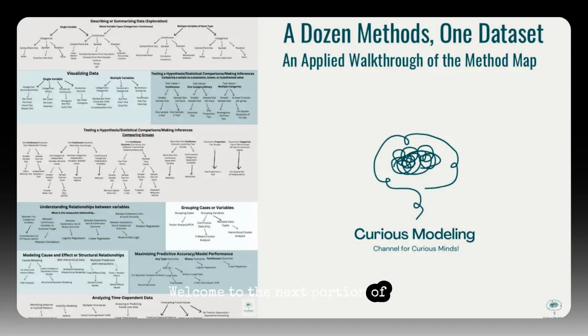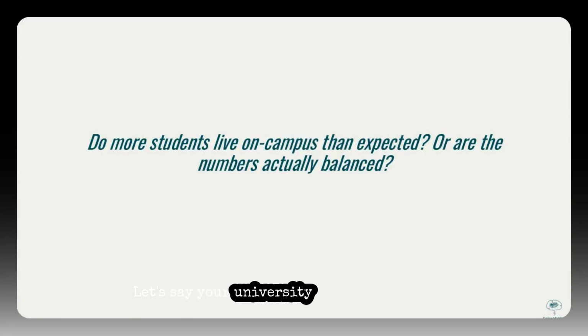Welcome to the next portion of our series, a dozen methods, one data set, an applied walkthrough of the method map. Let's say your university thinks the student population is evenly split, half on campus, half off. But you've got a hunch. More students are staying on campus than that estimate suggests. How do you test if your observed distribution matches that expectation, or if it's significantly off?